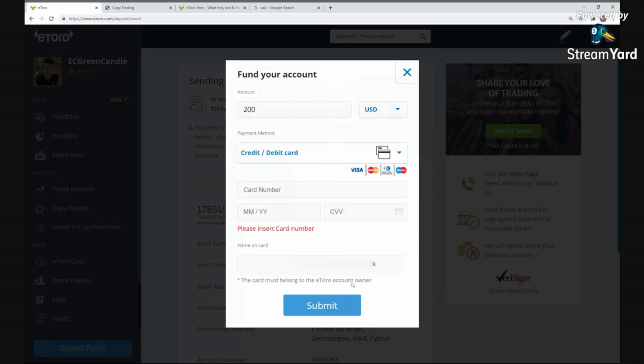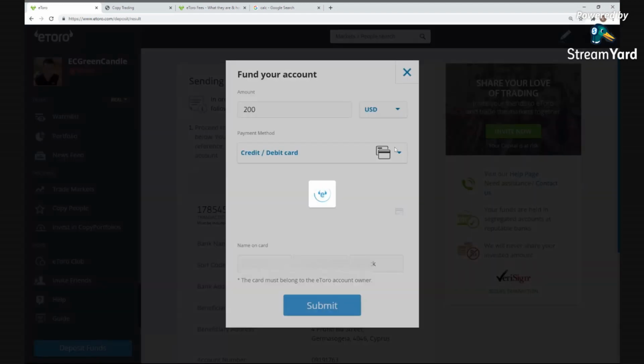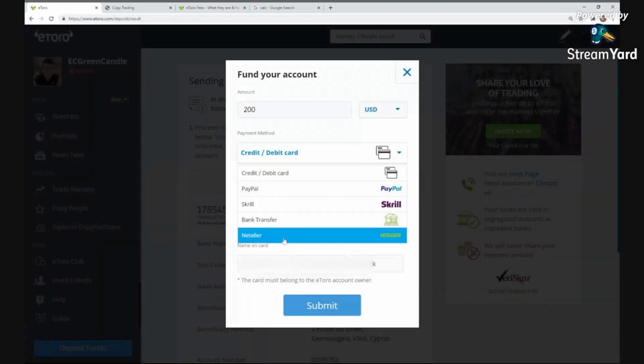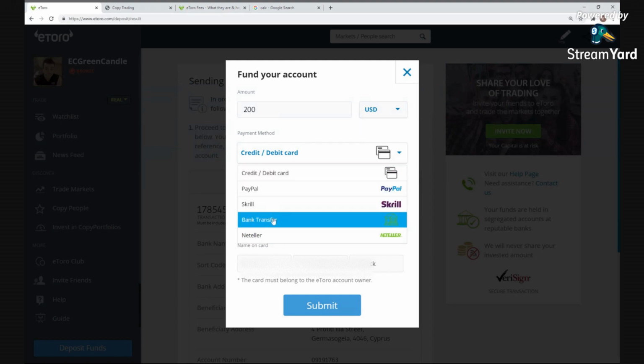You just put in your card details and use the same details as you use for your profile and submit. When I do submit, it instantly is loaded into my account. But depending on your bank account and maybe the first time you do it, it might take 4 to 6 days. Okay. But then if you go on to the other options, remember that the other options, Neteller and Skrill, are only accepted after you've done your first deposit through PayPal, credit card, or bank transfer.